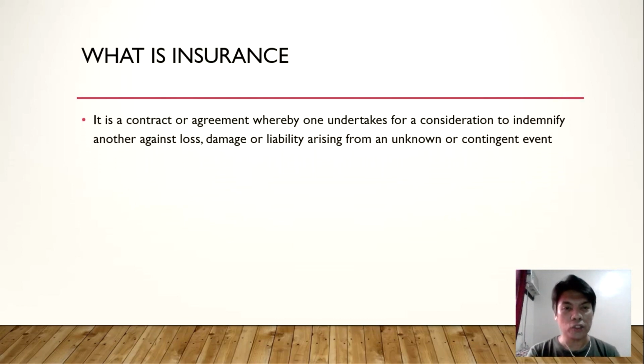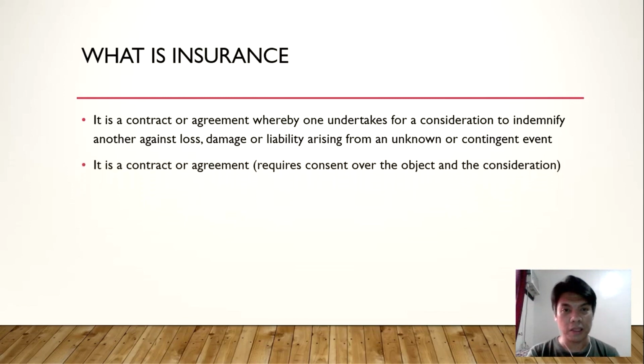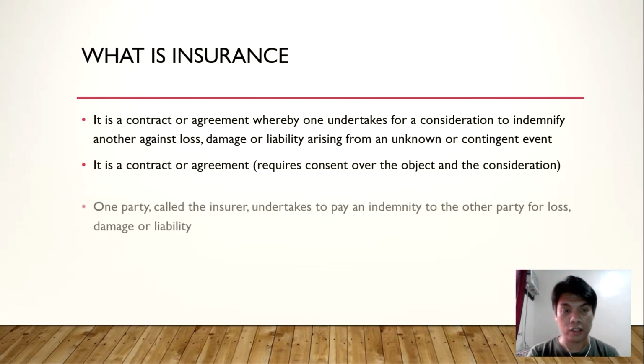Insurance is a contract or agreement whereby one undertakes for a consideration to indemnify another against loss, damage, or liability arising from an unknown or contingent event. Let's dissect this definition. First, it is a contract or agreement. And because it is a contract or agreement, it requires consent by two parties who are presumably legally capacitated to enter into a contract. And their consent must be over the object and the consideration.